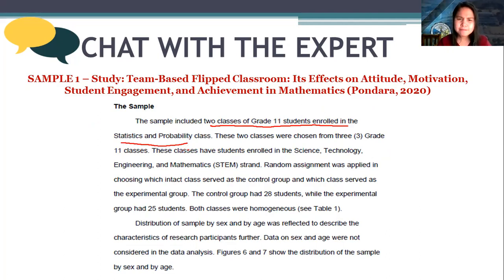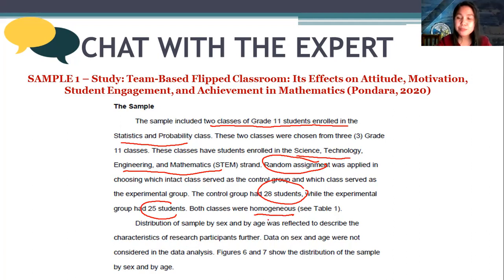Next, how do I describe them? They are STEM students. Randomization or sampling technique: random assignment was applied in choosing which intact class would serve as the control group and which would serve as the experimental group. Next, the number of students, 28 and 25. And this, I say it's homogeneous. It means they are equal or equivalent.